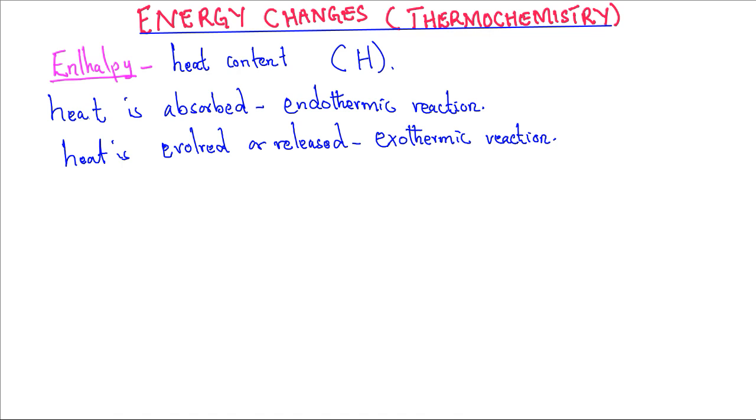For endothermic reactions, heat is absorbed, just like we have said, from the surrounding, hence the initial temperature is higher than the final temperature. That is where we realize that there is a difference in temperature. For endothermic reactions, heat is absorbed from the surrounding, and for exothermic reactions, heat is lost to the surrounding, or simply released.